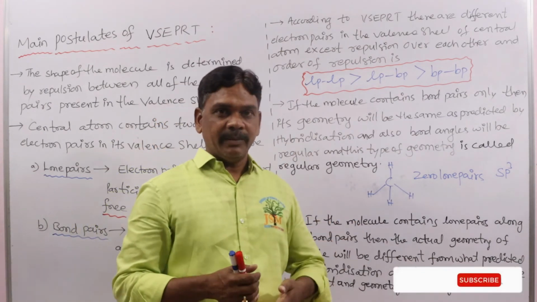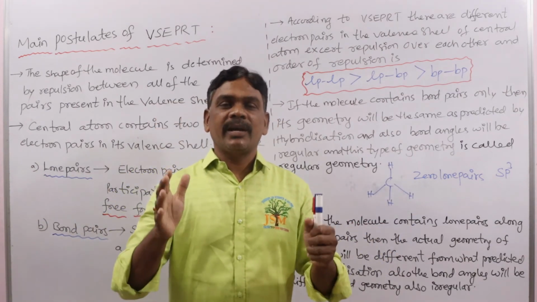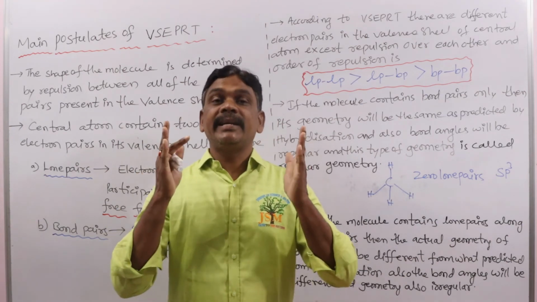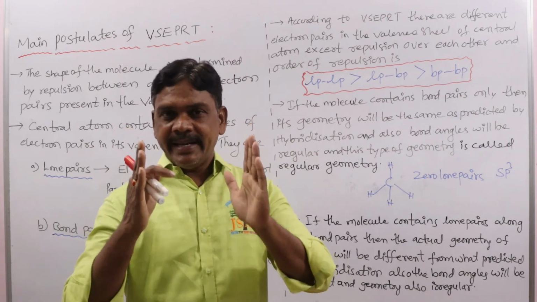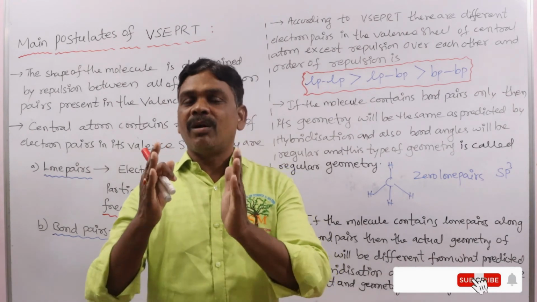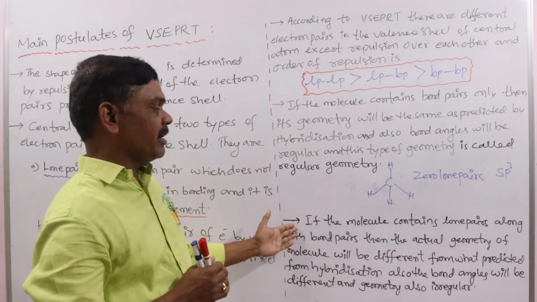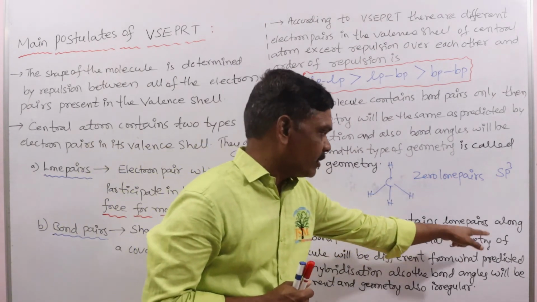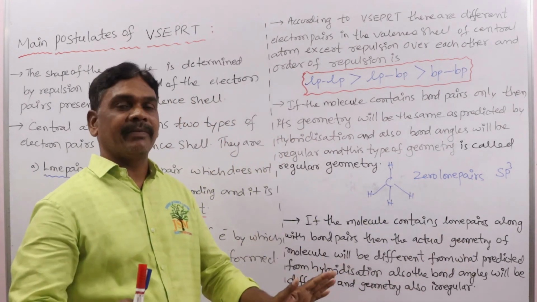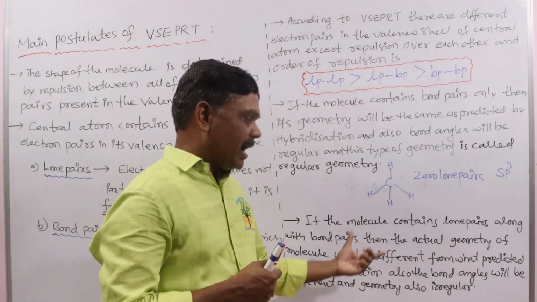Next point. If the central atom in a molecule contains bond pairs along with lone pairs, compulsorily a deviation takes place from their regular geometry and regular bond angles. That is the last point. If the molecule contains lone pairs along with bond pairs, then the actual geometry of the molecule will be different from what we predicted from hybridization.